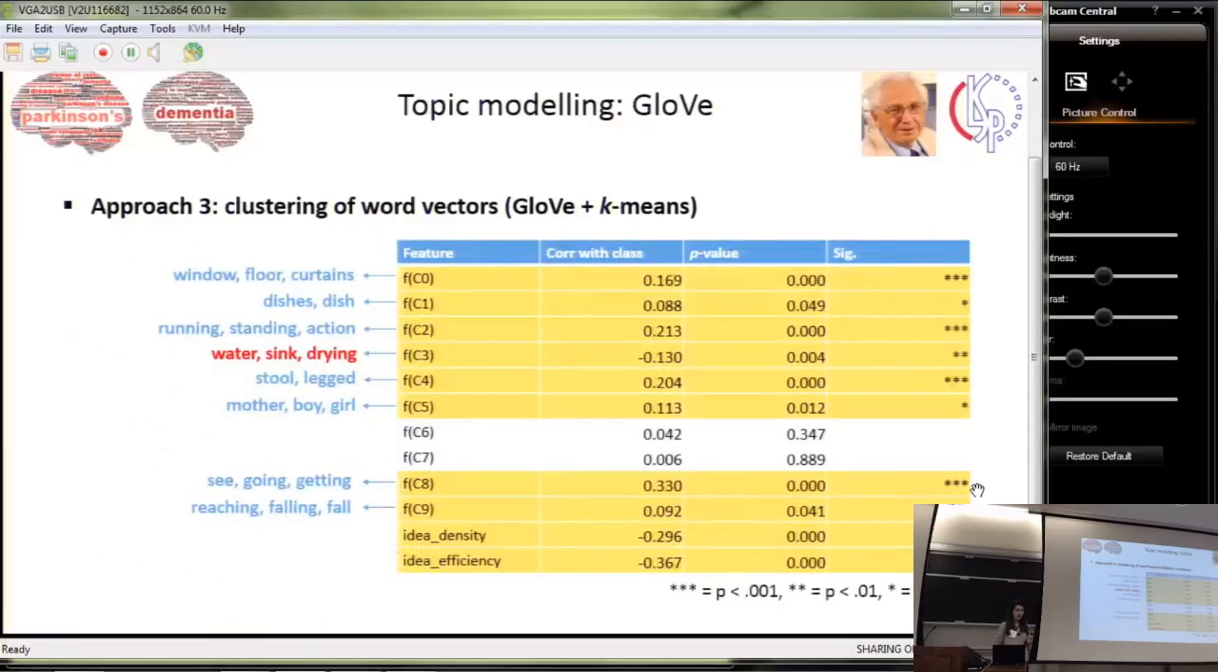And again, we see that there are a lot of features that are highly correlated with class. We see a lot of the topics are similar to the ones learned by LDA, so controls talk more about details in the picture, like the window, floor, and curtains, as well as the three-legged stool, whereas people with cognitive impairments talk more about the obvious topics, like the mother drying the dishes. We also see that idea density and idea efficiency are highly significant, with controls requiring fewer words in fewer seconds to produce the same number of topics.